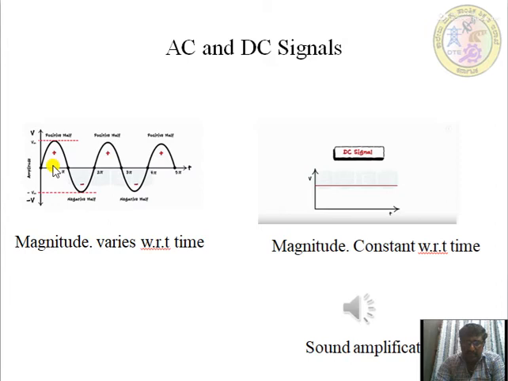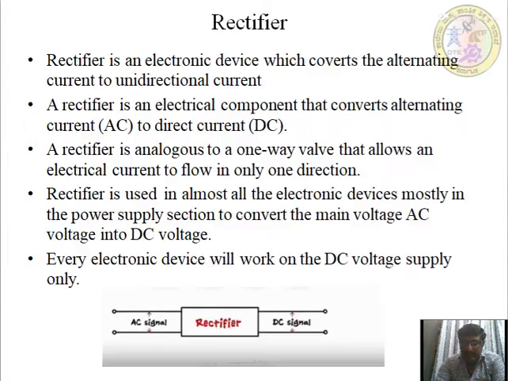Next, what is meant by AC and DC. An AC signal means alternating current, so it will have fluctuations. This one is a normal sine wave, whose magnitude varies with respect to time. And this one is a DC signal, which is constant with respect to time. So the magnitude here is varying with respect to time, and here the magnitude is constant with respect to time. This one is your AC signal and this one is your DC signal.